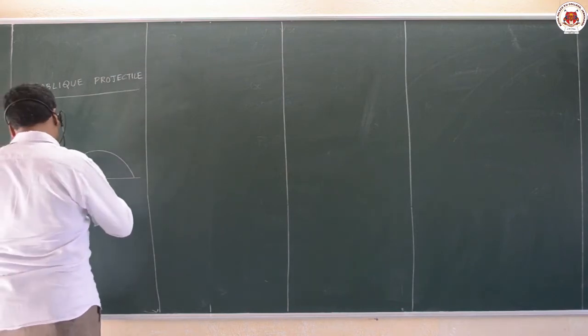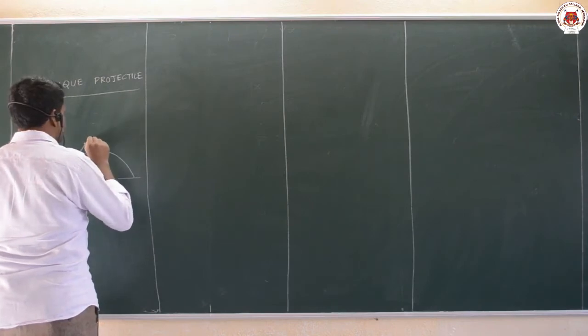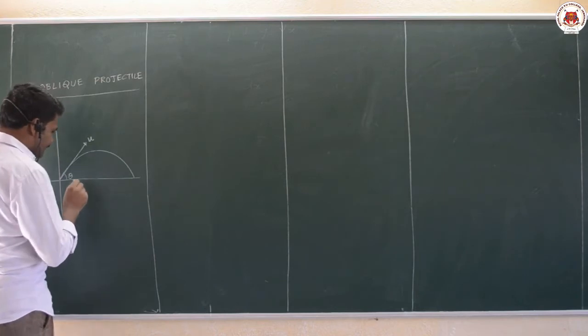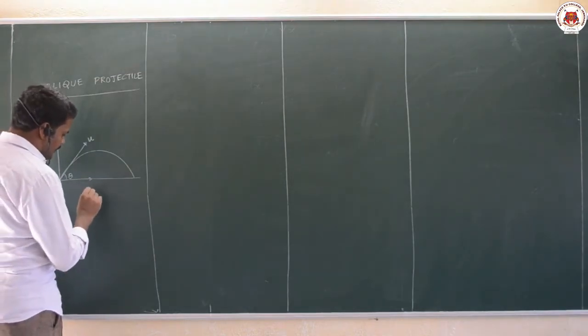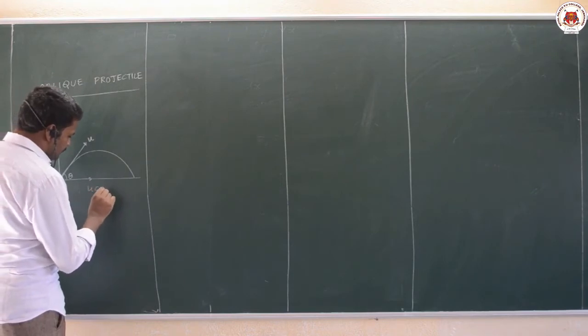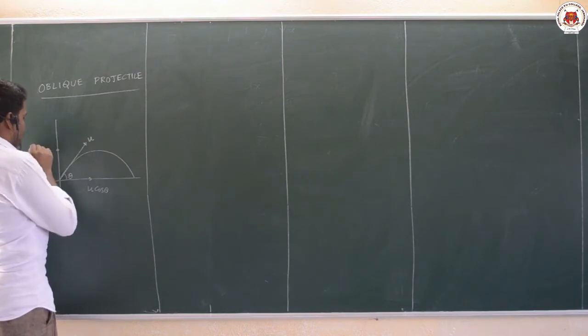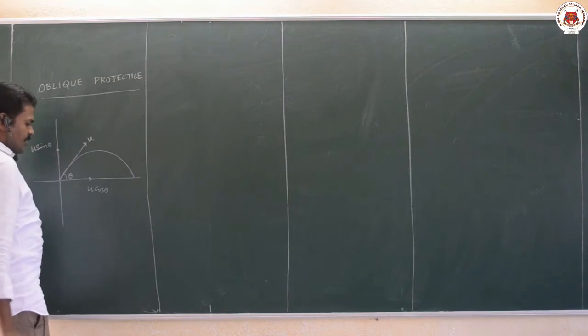And let us assume I projected a body with velocity u making an angle theta with the horizontal. If you resolve this into components, it will be u cos theta along x axis, u sin theta along y axis. This is coming from resolution of vectors.